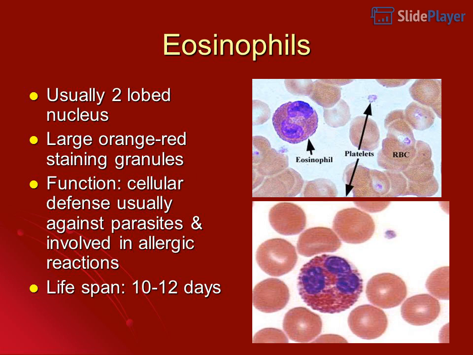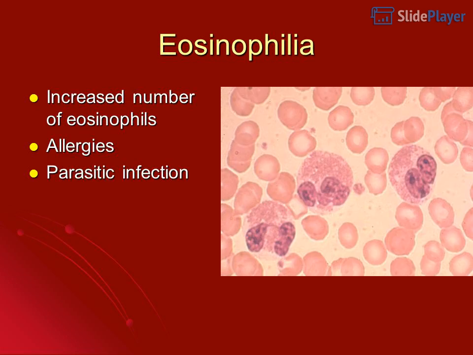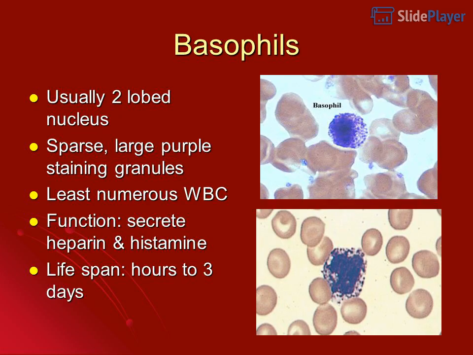Eosinophils: usually a 2-lobed nucleus, large orange-red staining granules. Function, cellular defense, usually against parasites, and involved in allergic reactions. Lifespan, 10 to 12 days. Eosinophilia, an increased number of eosinophils: allergies, parasitic infection.